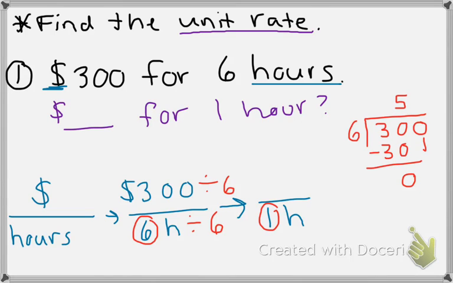We have another 0 to bring down. 6 goes into 0 0 times. Put the 0 up top. 0 times 6 is 0. 0 minus 0 is 0. There's no remainder. So our answer comes out to be an even 50, which in this case is $50. So there's our answer, $50 per hour, or $50 for 1 hour.